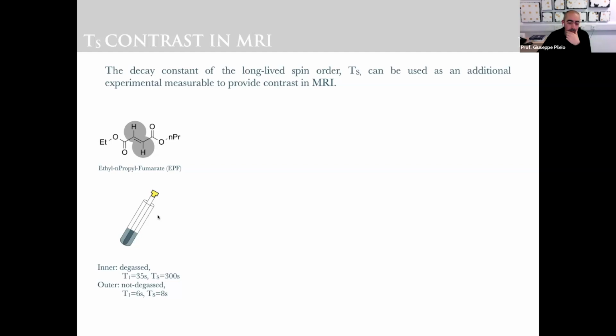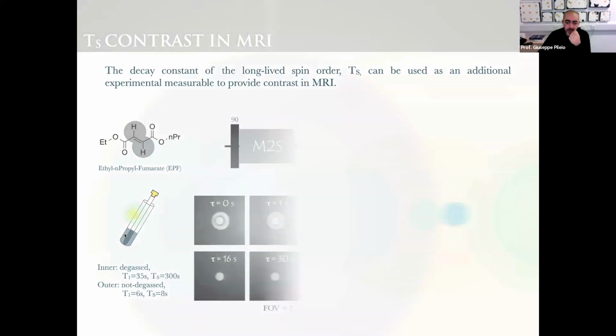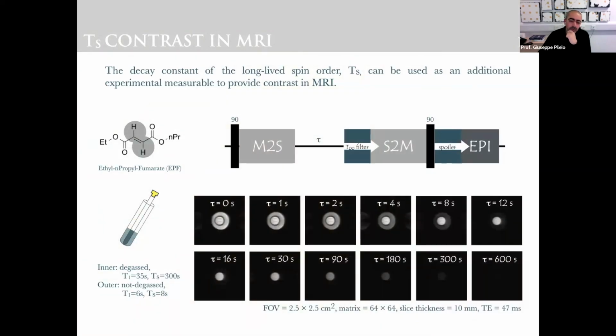So what we did simply is we put one tube inside another tube. The inner tube contains a solution of this fumarate diester, which has been degassed. So we expect 35 seconds of T1 and 300 seconds of TS. The outer one has not been degassed. And the experiment here is very simple. You create some singlet order through the M2S block. Then you wait some time.